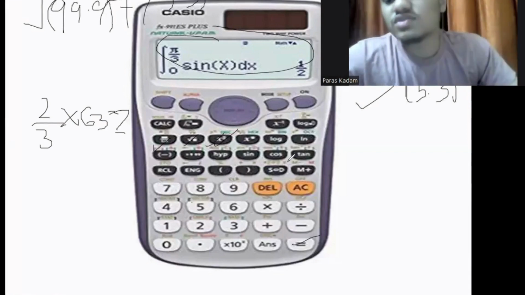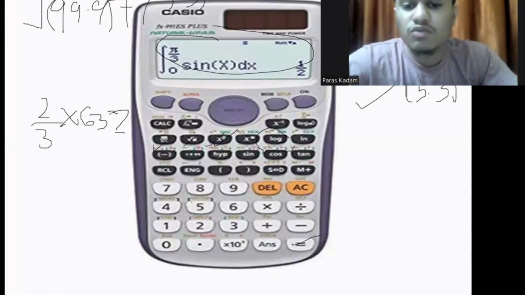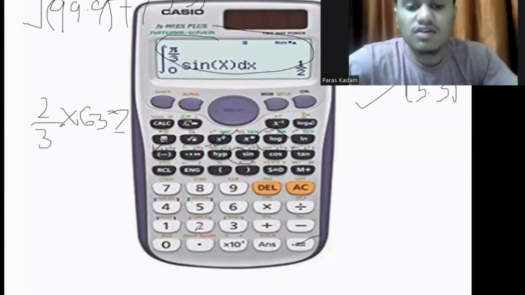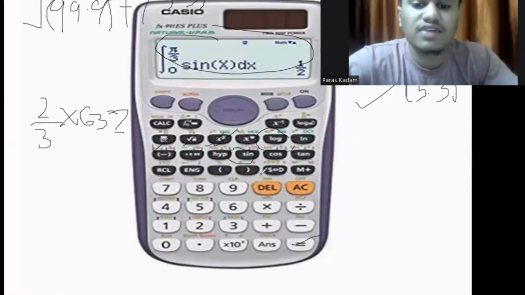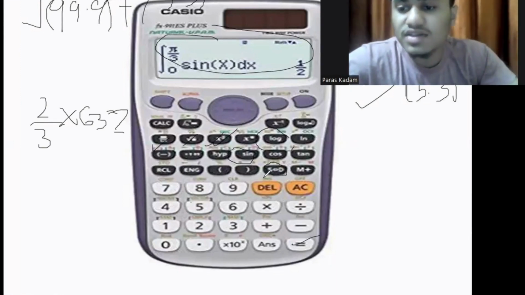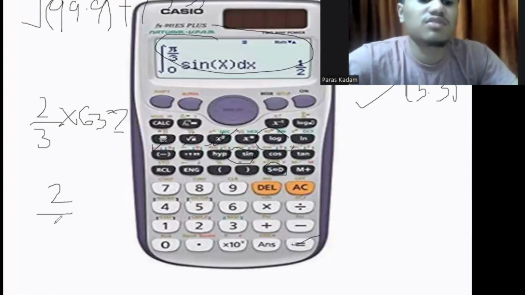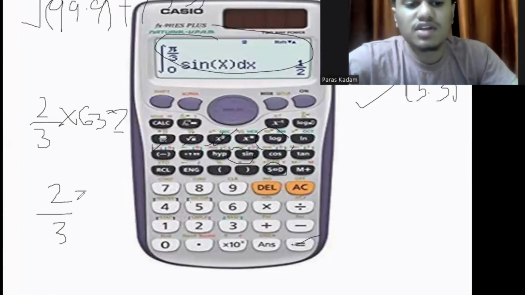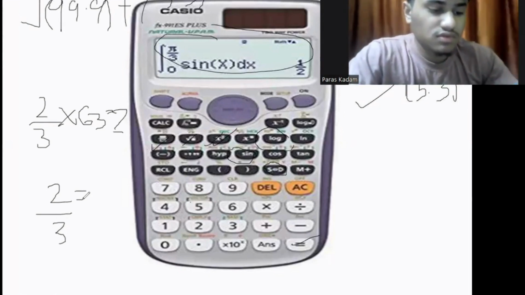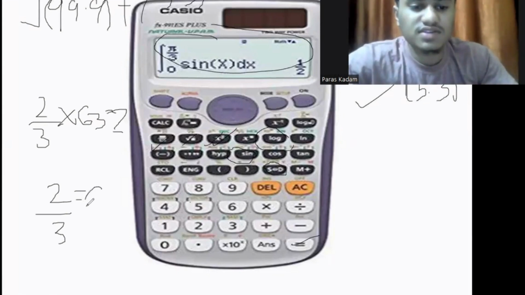Now, if you want to take the log of a given number, you can use this function. If you want to calculate a sine function, you can use this button, like sine 25, sine 35. And this button, S double arrow D, is used to convert fractional numbers into decimal numbers. Like you can convert 2 by 3 into 0.66.